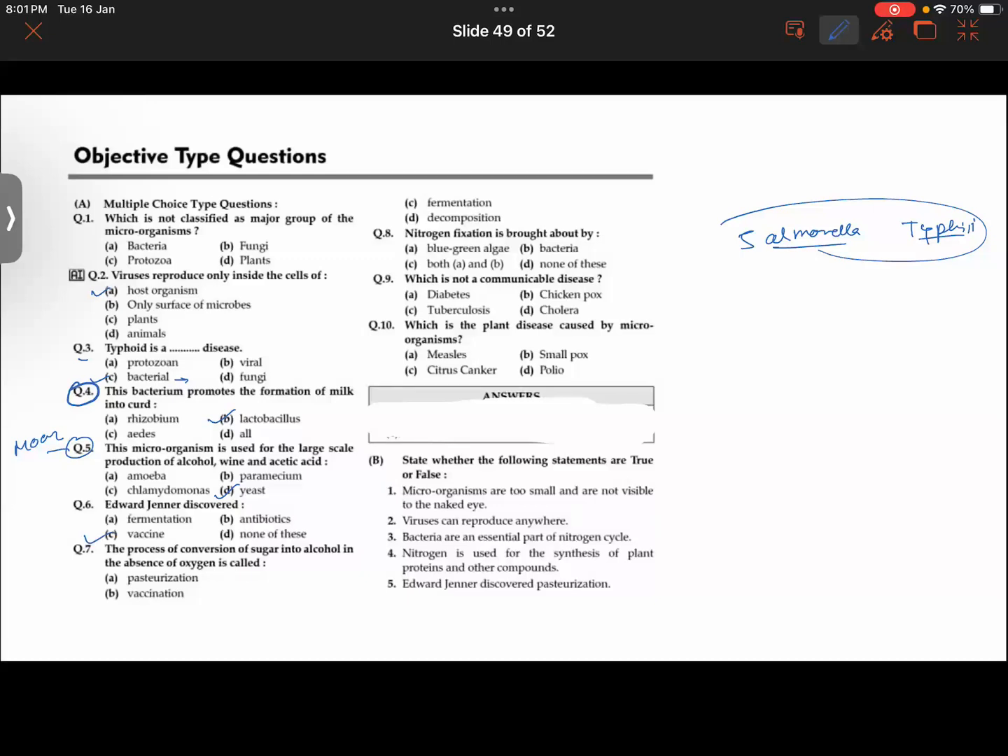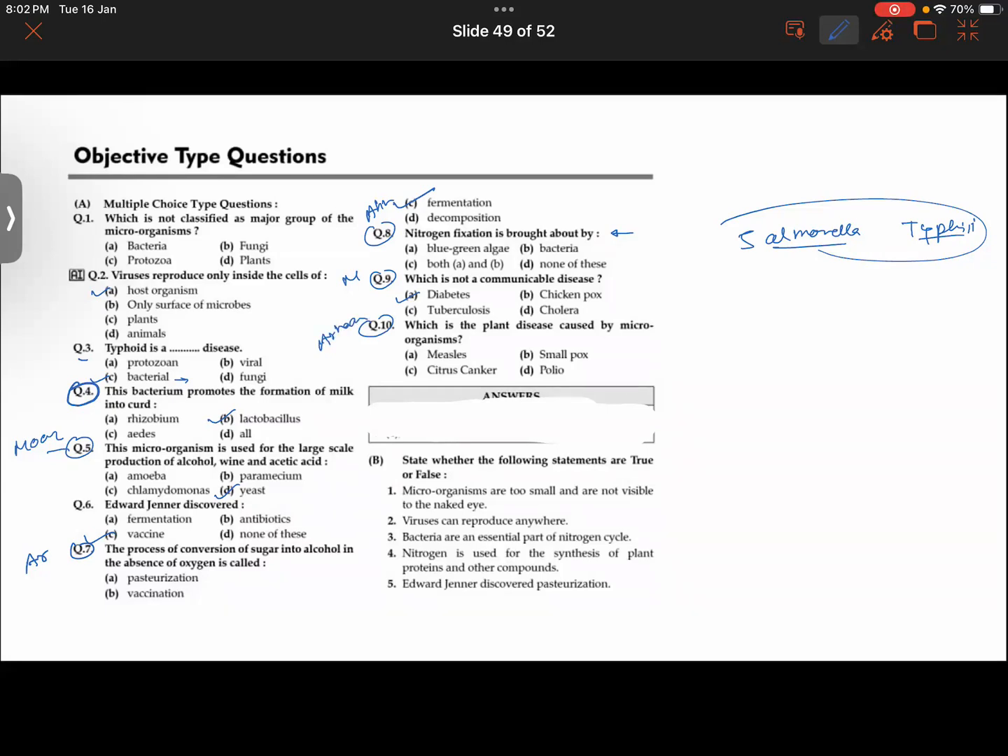Question number 7. Arham, you answer this one. Mine is fermentation. The process of conversion of sugar into alcohol in the absence of oxygen: fermentation. Correct, it's A. Very good. Who was required to answer question number 8, by the way? Ahmed. Ahmed and Arhan, you look at question number 10.